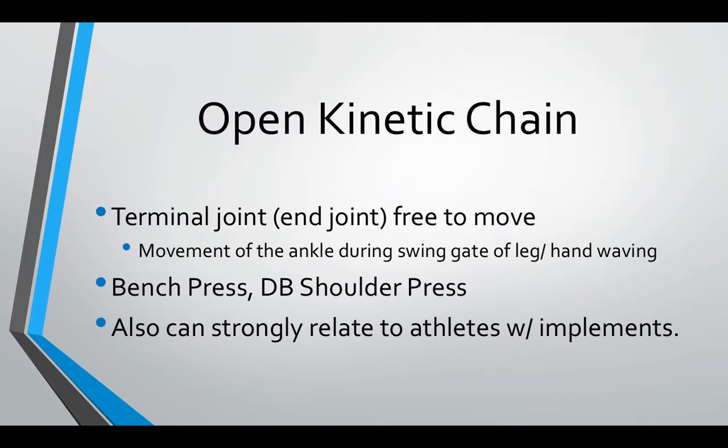Open kinetic chain, the terminal joint has free movement. So if you're waving to your friend across the street, nothing's stopping that hand from moving. You have free movement of the joint. Bench press, dumbbell shoulder press, we classify as open chain because though you're still working through one plane, the weight can go all 360 degrees and the shoulder has to engage in order to maintain its alignment and proper range of motion.